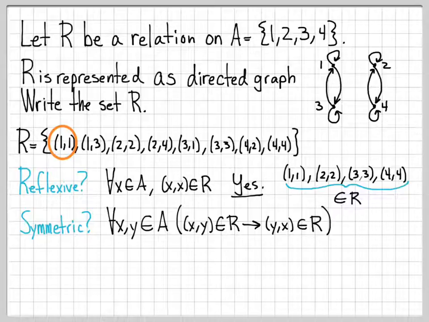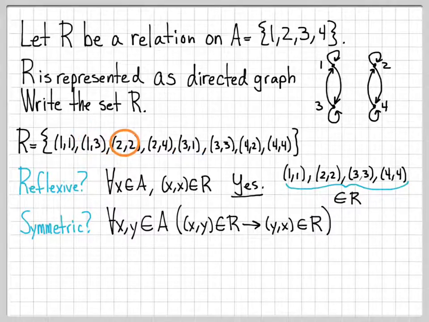Okay, so this passes the symmetric test. What about the element 1, 3? Again, if we think of this as x, y, when we flip it to y, x, this becomes the element 3, 1. Well, guess what? 3, 1 is an element of R. So this element of R also passes the symmetric test.